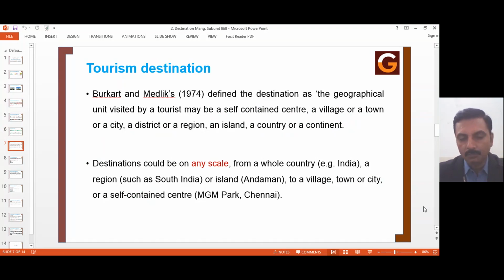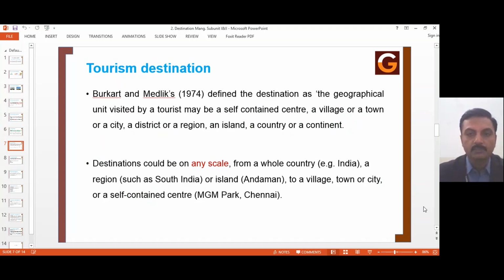For example, if we take the example of MGM Park of Chennai, it's a self-contained center owned by a private party and it's a small unit, which is also a destination. Many people are going to visit it. In case of islands, we can take the example of Andaman. The entire island has been marketed as a tourist place.